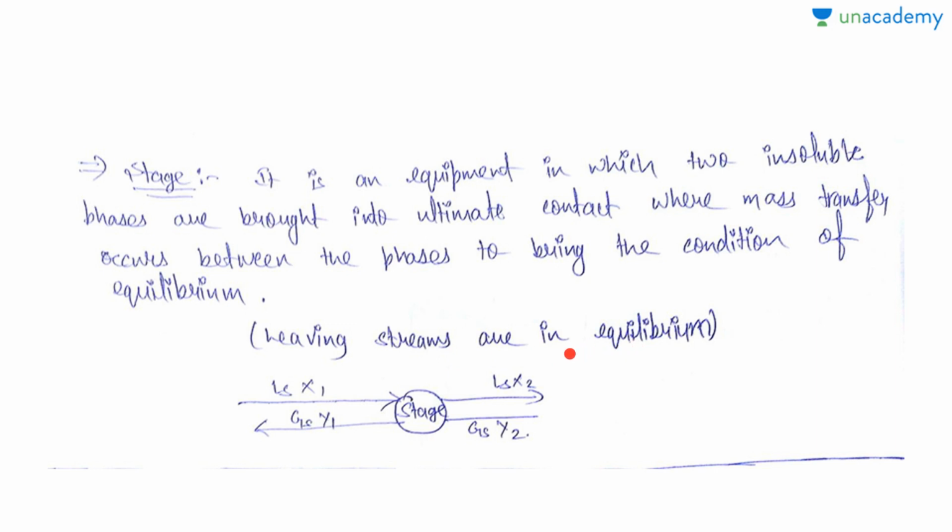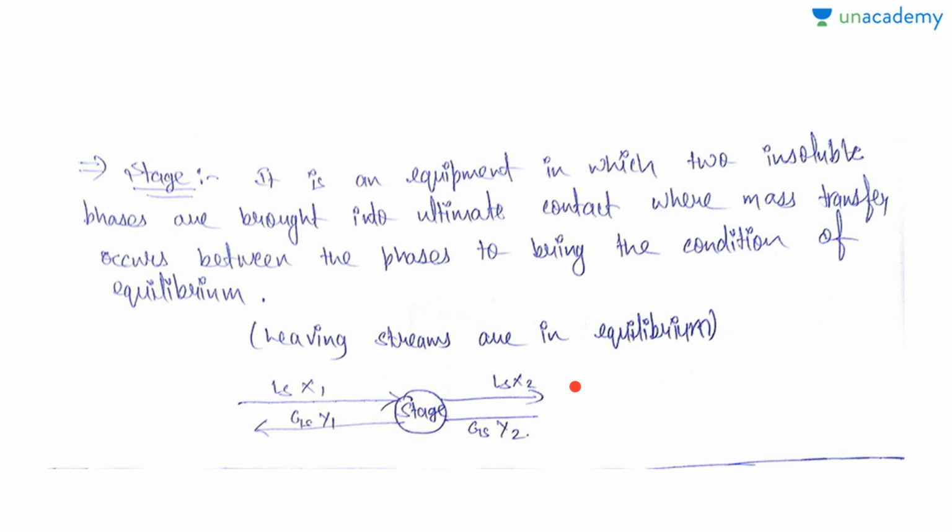That means whatever streams are leaving from a particular stage will always be in equilibrium. Now what are the streams that are leaving? The streams that are leaving are LSX2 and GSY1, because X1 and Y2 are the entering streams. The leaving streams are Y1 and X2.